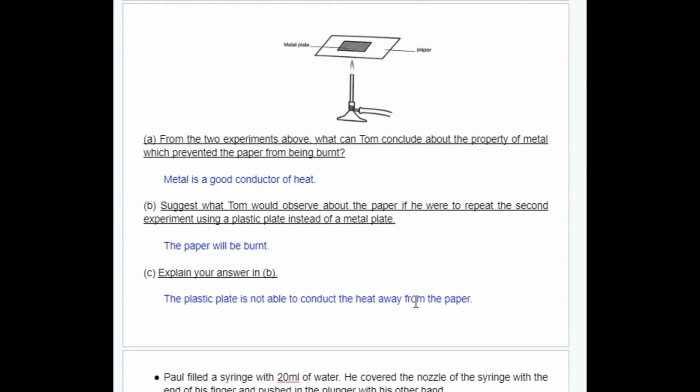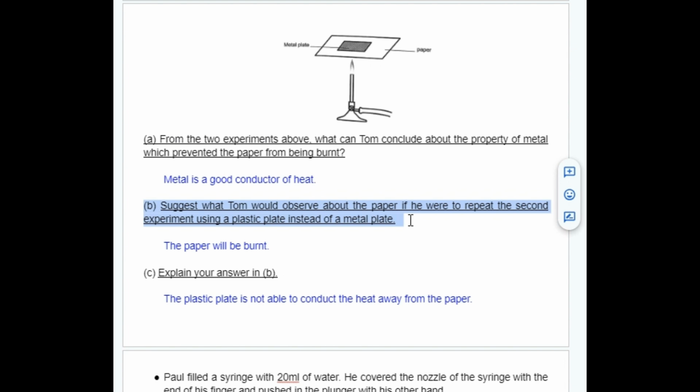From the 2 experiments above, what can Tom conclude about the property of metal, which prevented the paper from being burned? Metal is a good conductor of heat.